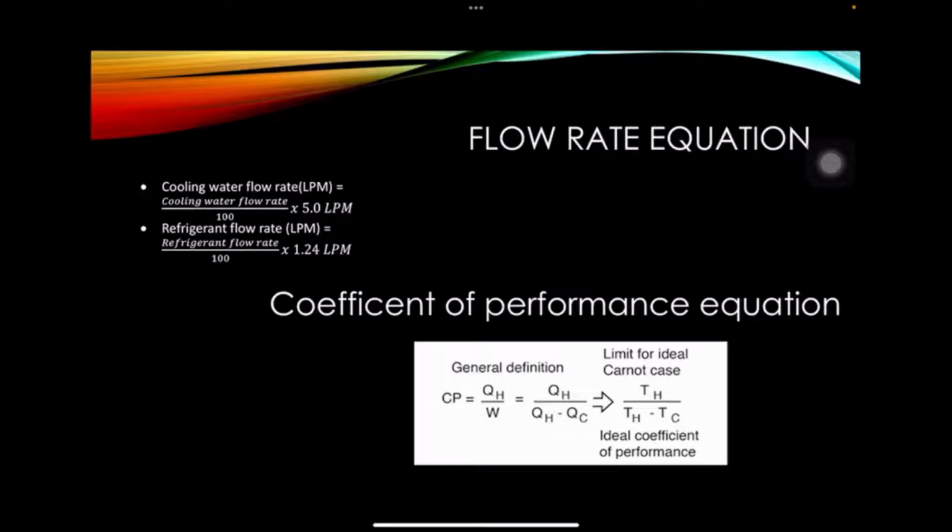The next is the coefficient of performance equation. Generally, it is COP equals Q divided by W. And it can also be written as temperature hot divided by temperature hot minus temperature cold.